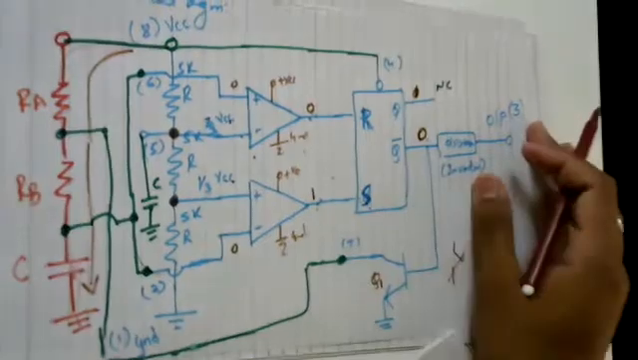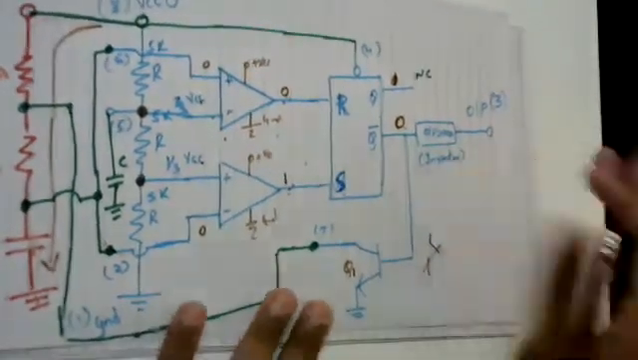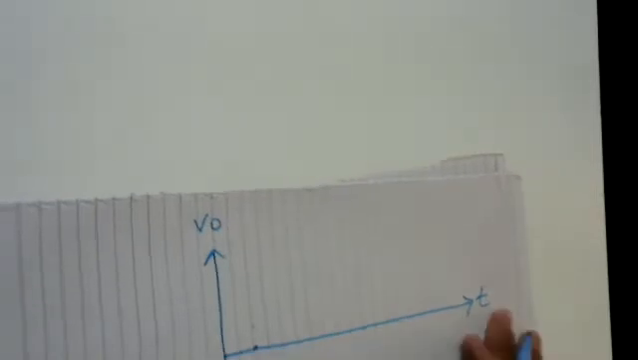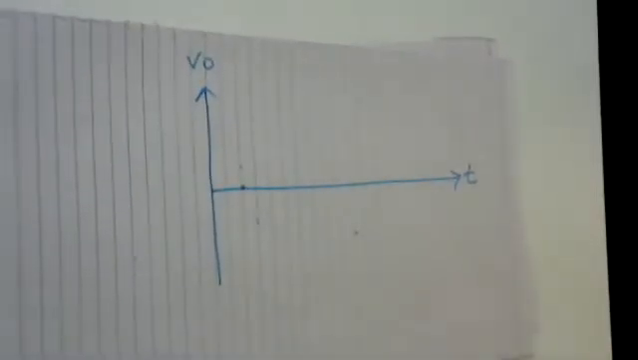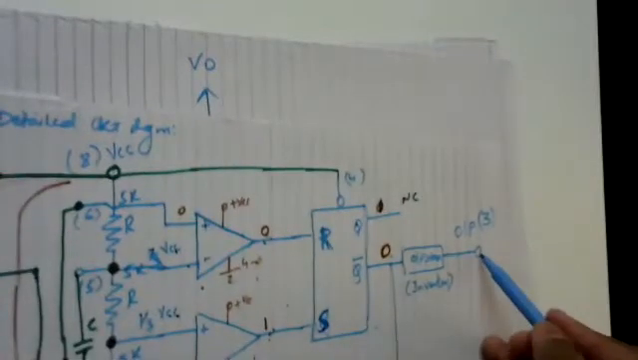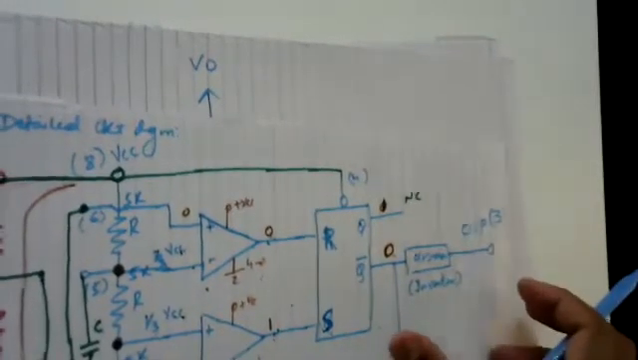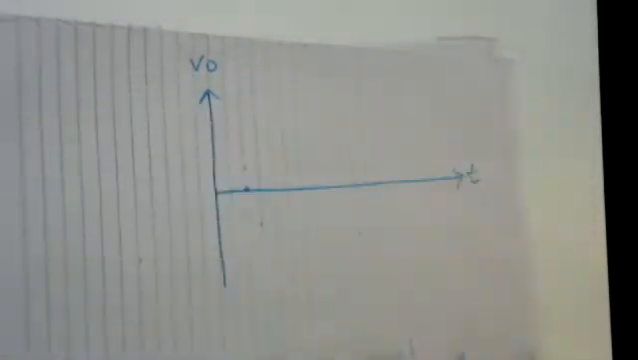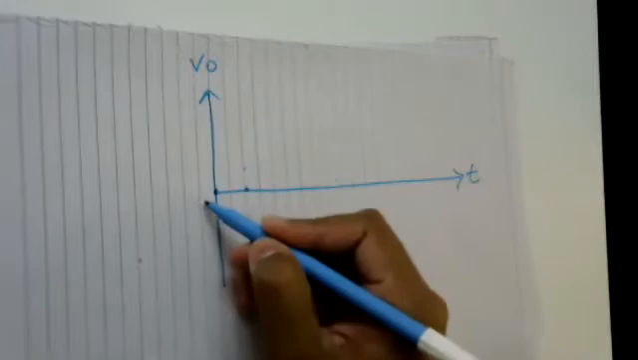Next, let me say to what extent it is going to charge. If I draw the output waveform, V out with respect to the time t, you can observe that initially the output voltage was 0. We said that there is no voltage available in the circuit. Initially there is no voltage, so output voltage is 0.